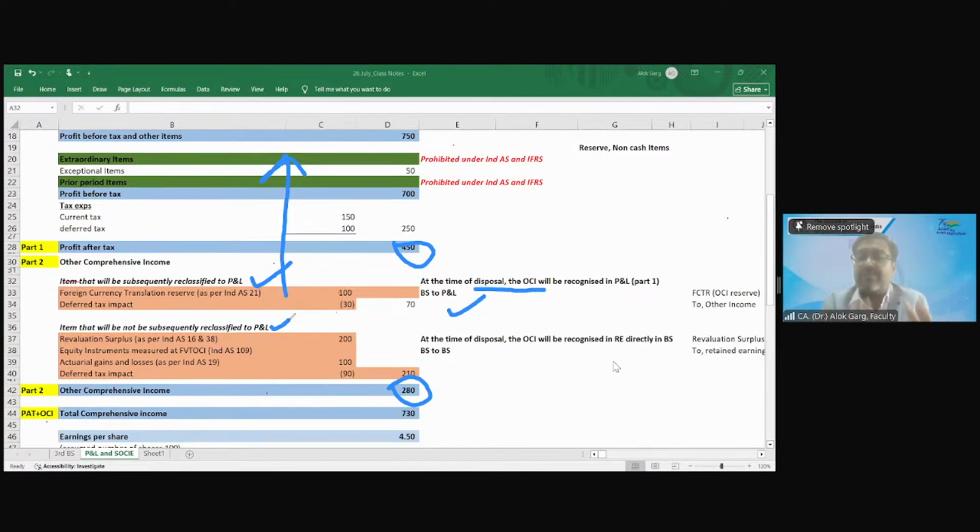Friends, this total is known as other comprehensive income, and profit after tax plus other comprehensive income is known as total comprehensive income. I hope this is clear to all of you. And friends, the earning per share is required to be computed only on the profit after tax, not on the total comprehensive income. So what is TCI? TCI is equal to PAT plus OCI, profit after tax plus other comprehensive income. I hope this concept is clear to all of you, friends.